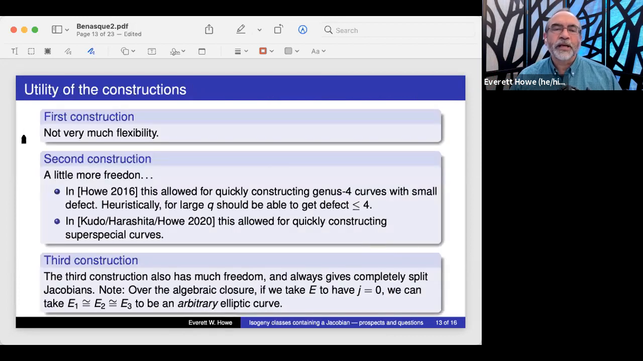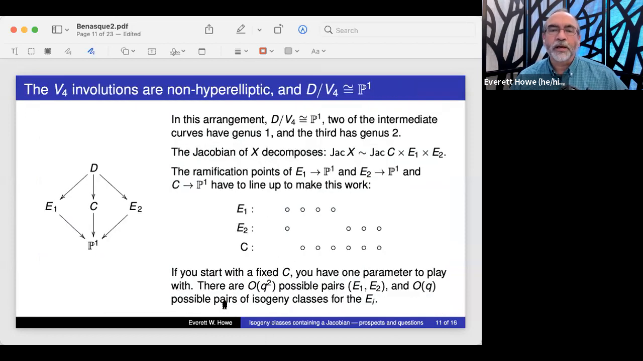So, as I said, these things can be useful. The first, it doesn't have a whole lot of flexibility, so I'm not going to look at it too much. The second construction, there's a little more freedom. I used this in a paper in 2016 to quickly construct genus 4 curves with small defect. And the idea was to start with a C that had small defect. Let this other ramification point vary.